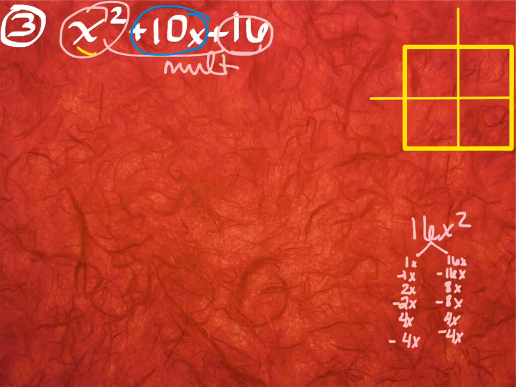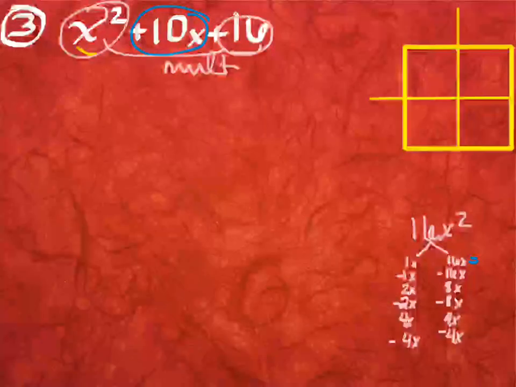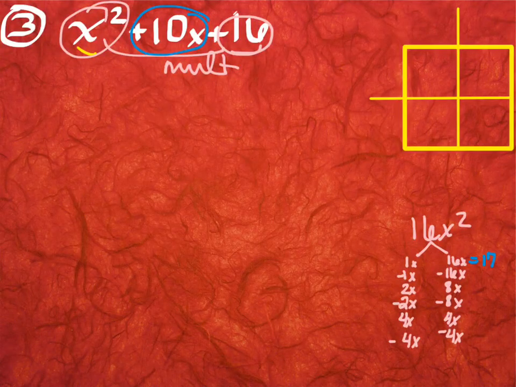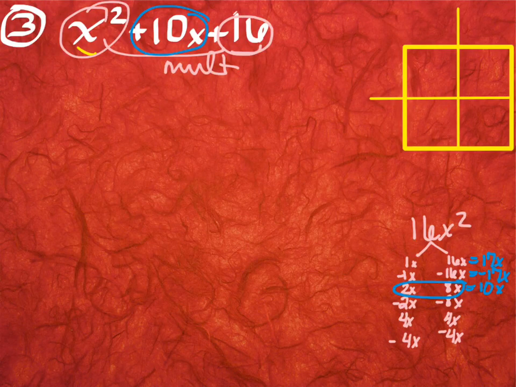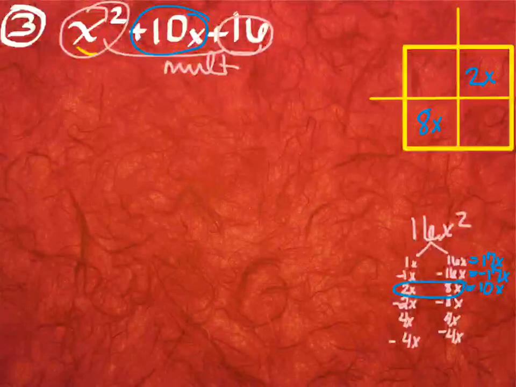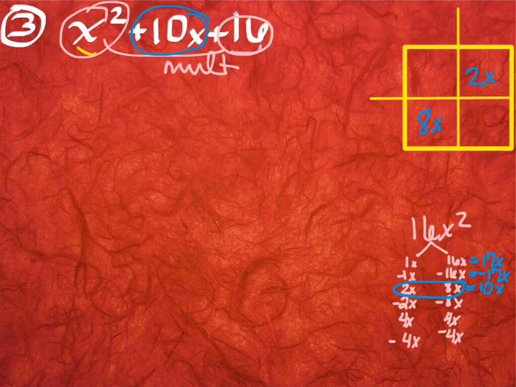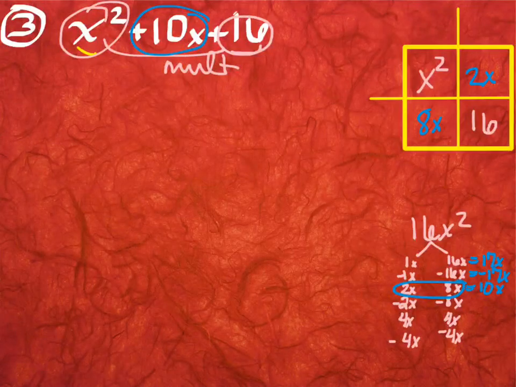So if I take the sum of my first two, 1x plus 16x gives me 17x. Negative 1x plus a negative 16x gives me a negative 17x, so we're still not there. 2x plus 8x gives me a positive 10x. So that one worked. So my diagonal is 2x and 8x. And my other diagonal is the x squared and the positive 16.